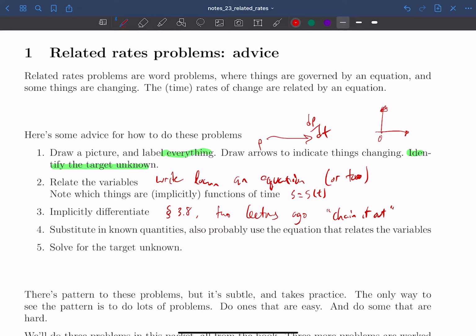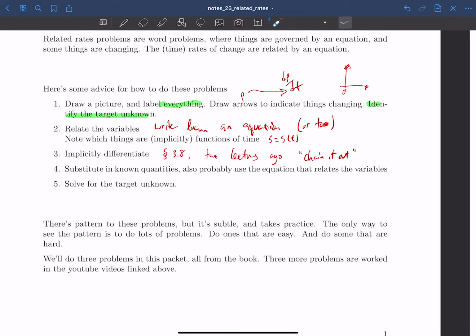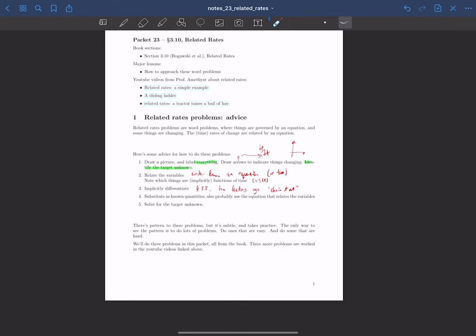Finally, steps 4 and 5 are like solve the problem, kind of. So we're going to do our best to substitute in known quantities to the equations that we have. And we might also have to use that equation in various ways. And then we'll solve for the target unknown. And I feel like this is pretty good advice. And the best way to actually do it is to just practice some problems. So let's do 3 problems together for related rates. So let's turn the page.